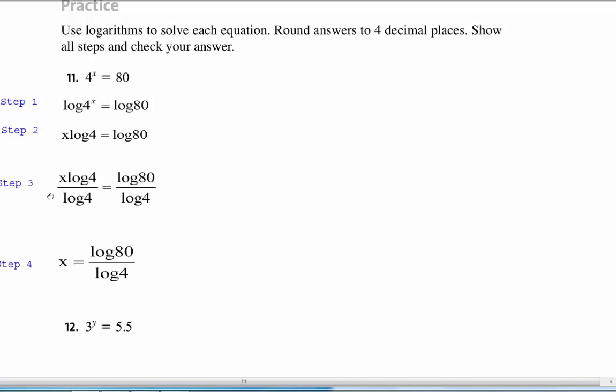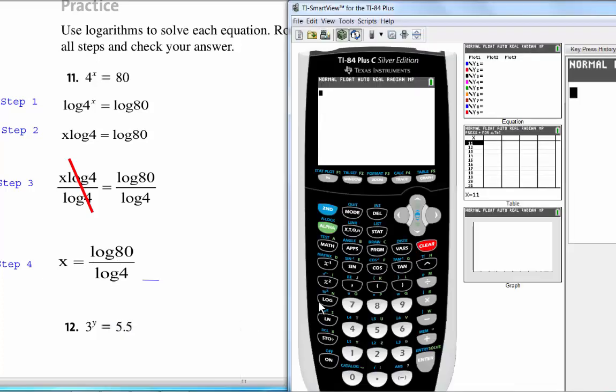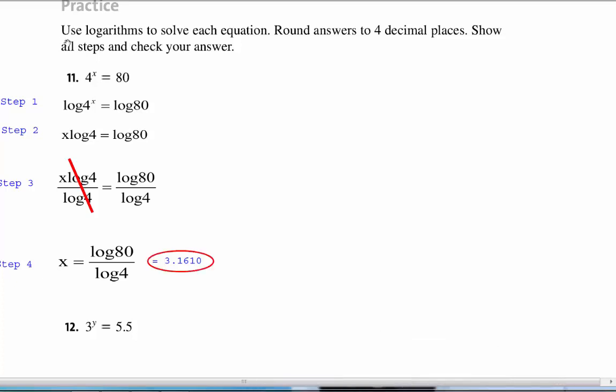So you can see in step 3 I've divided both sides by log base 10 of 4. And the log base 10 of 4s will cancel out, leaving me with just x on the left side. And on the right side of the equal sign, I have log base 10 of 80 divided by log base 10 of 4, which we can do in our calculator. And you see our answer is 3.16096. And they do say we'll go 4 decimal places, so I'll round this to 3.1610. And here's my final answer.